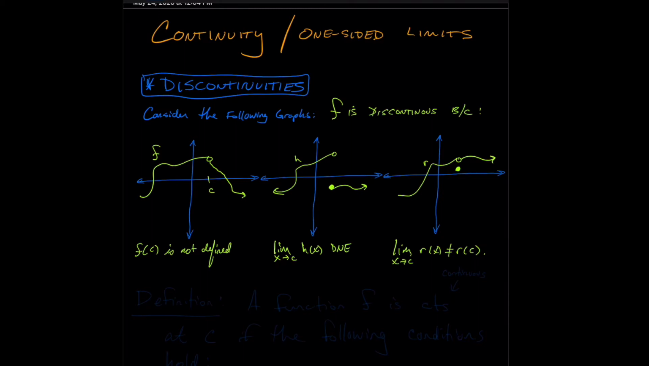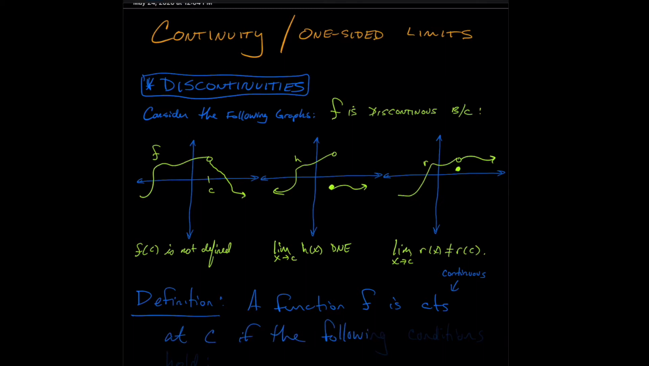So let's define. A function f is continuous at C, at x equals C, if the following conditions hold. And it's going to be based off of those three graphs that we have there. So we're basically going to do the opposite of those three graphs. So first, f of C is defined. So that means we can plug in x equals C and we'll get some number.